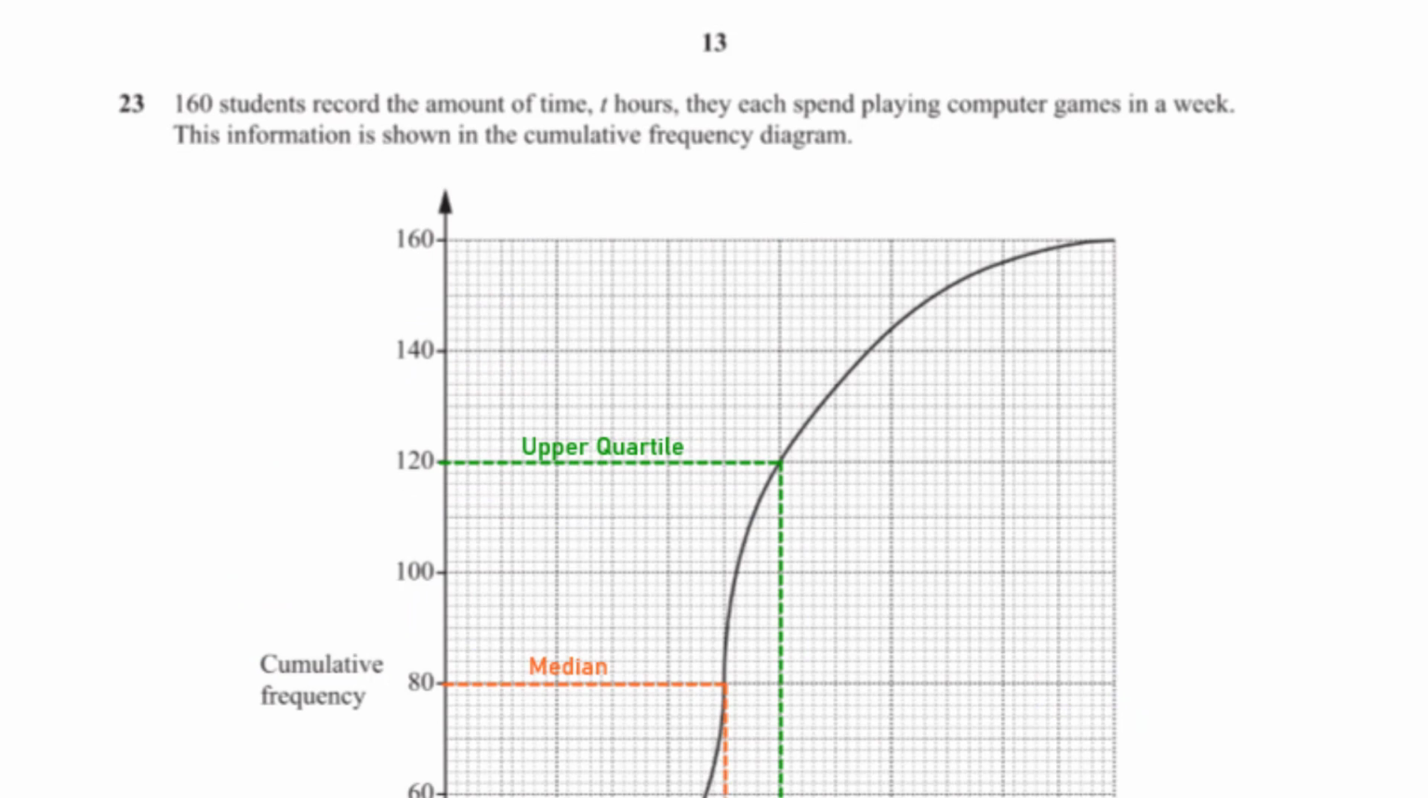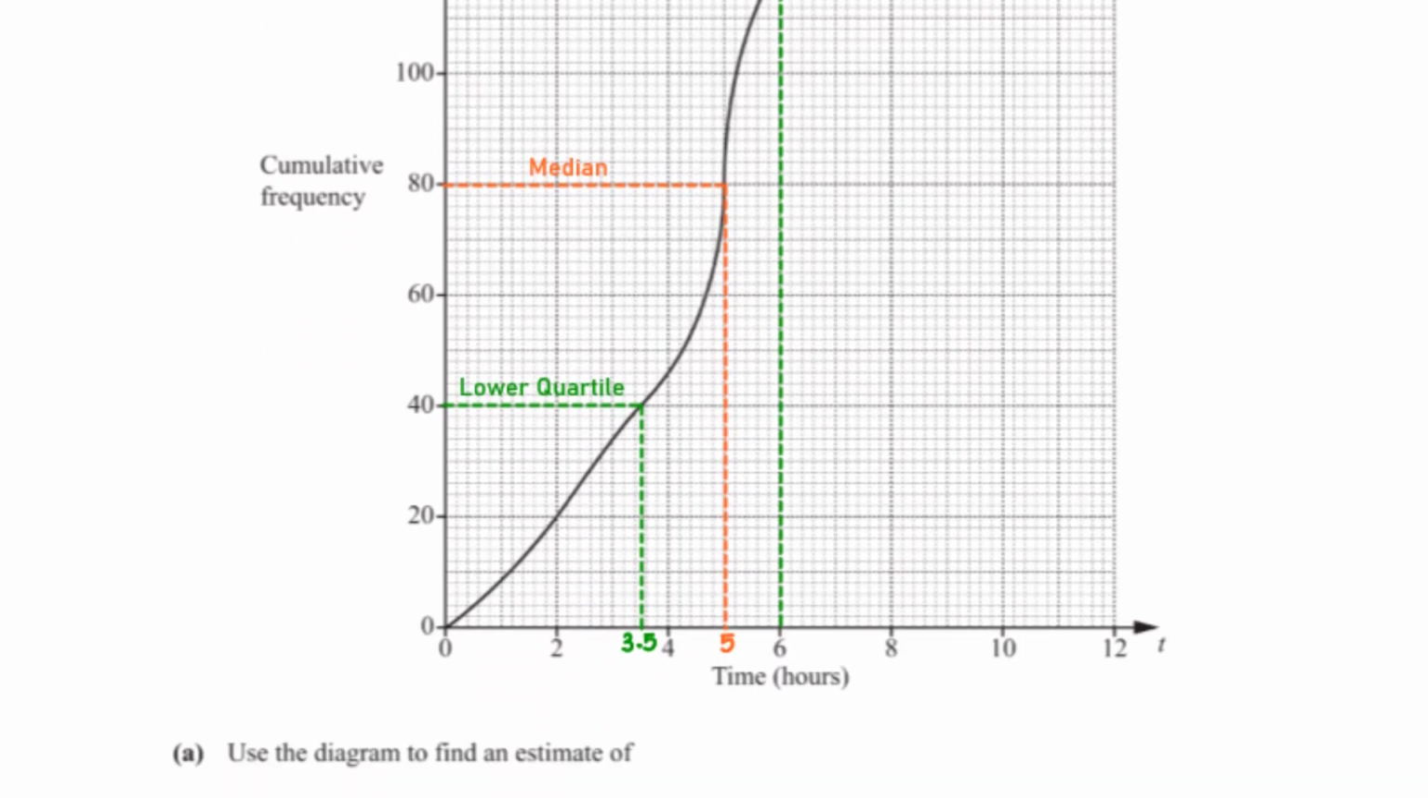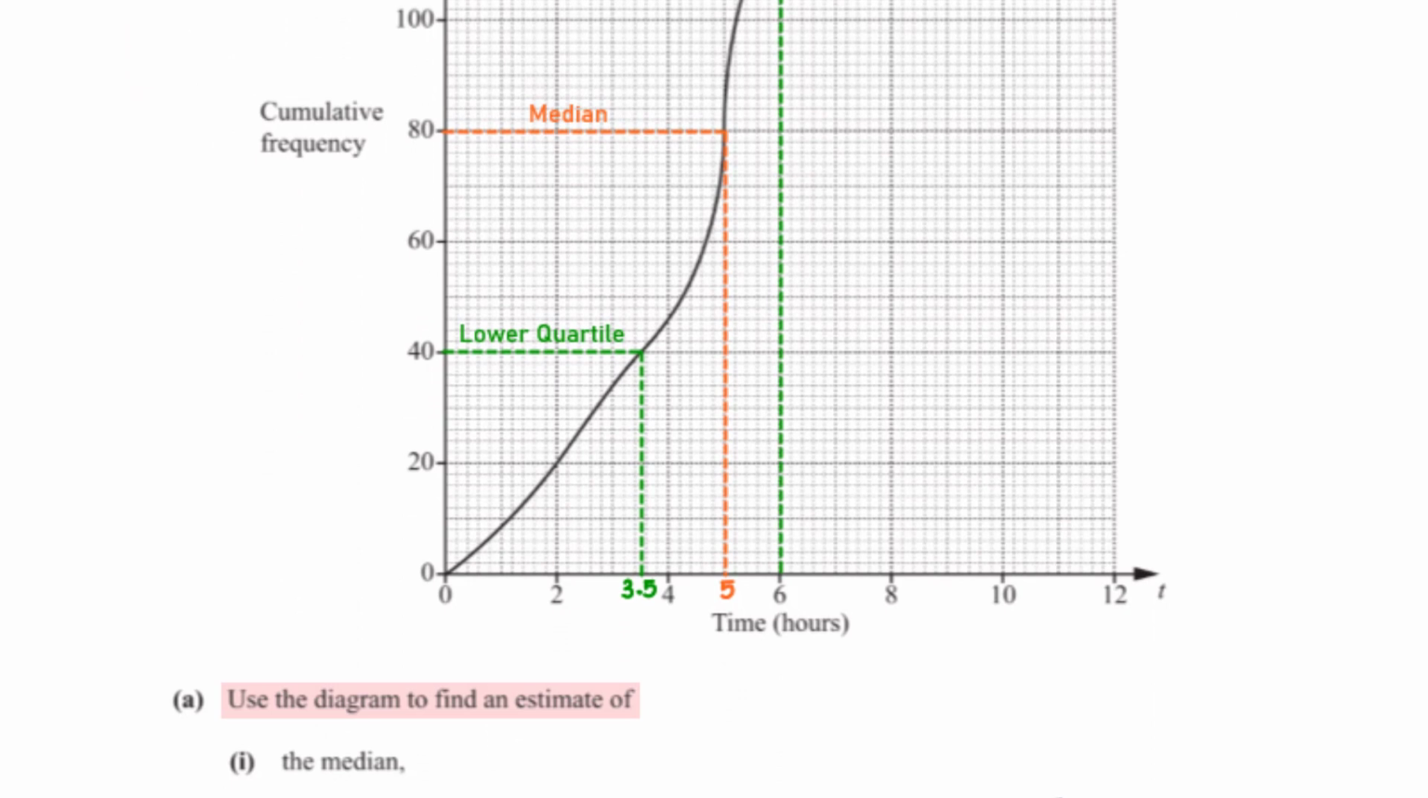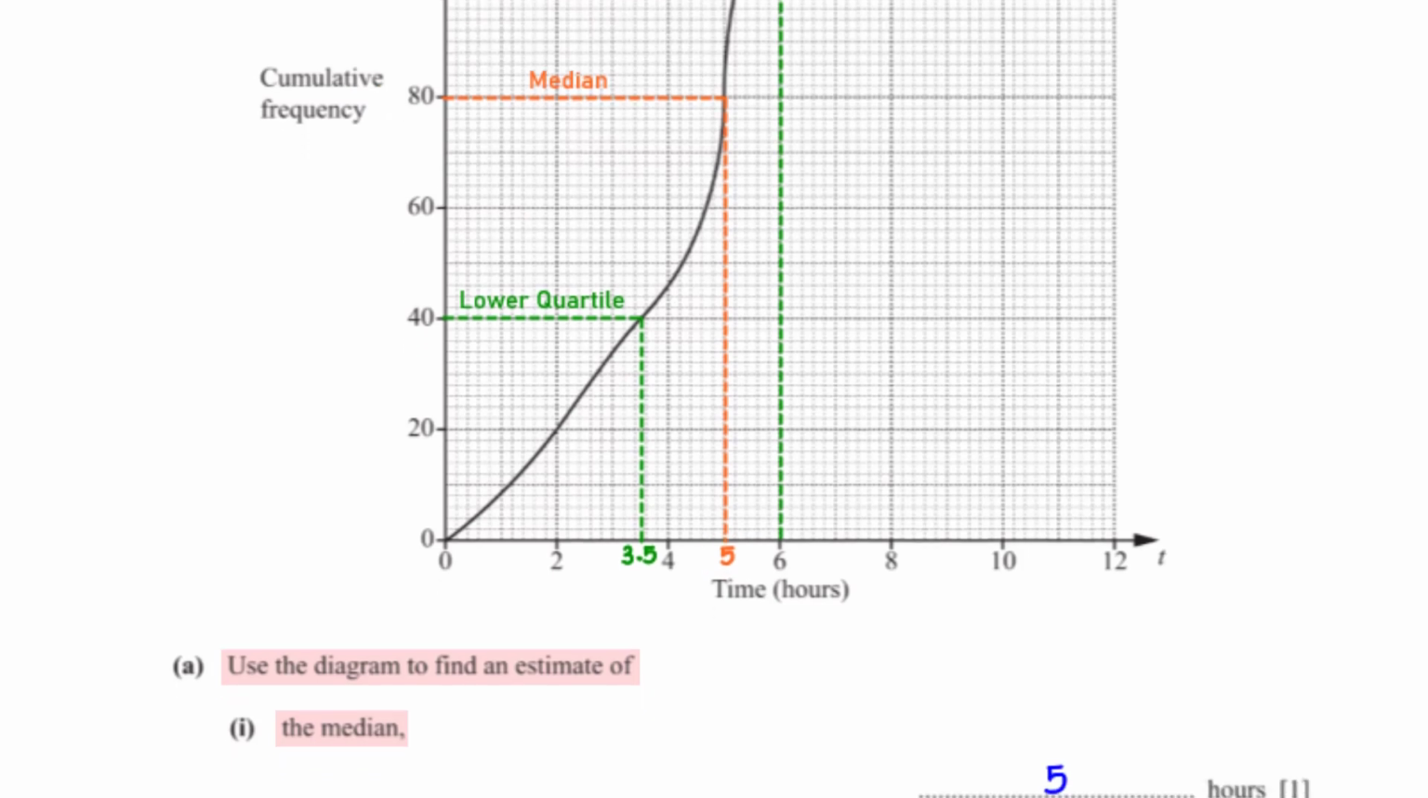160 students record the amount of time, t hours, they each spent playing computer games in a week. This information is shown in the cumulative frequency diagram. Use the diagram to find an estimate of the median. To get the median, we map half of 160, which is 80, on the graph. This gives us the median as 5 hours.